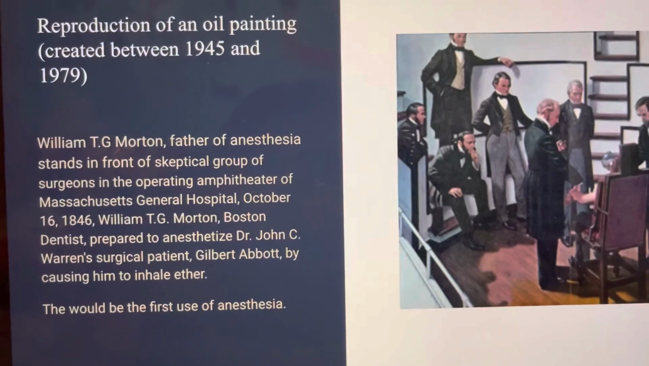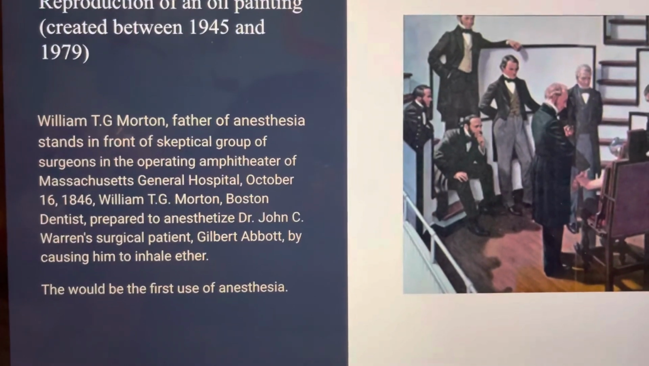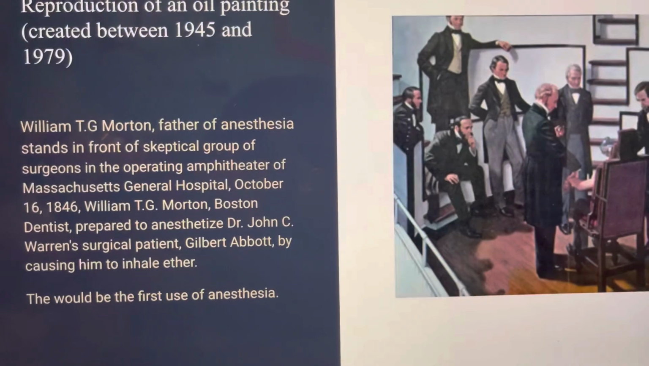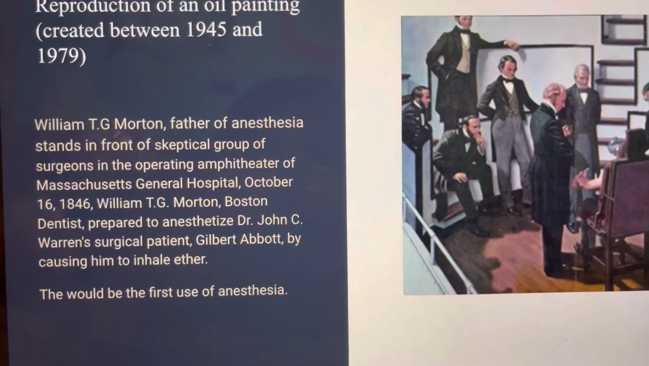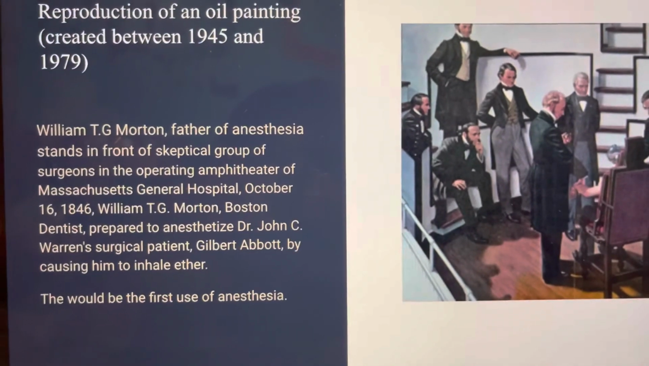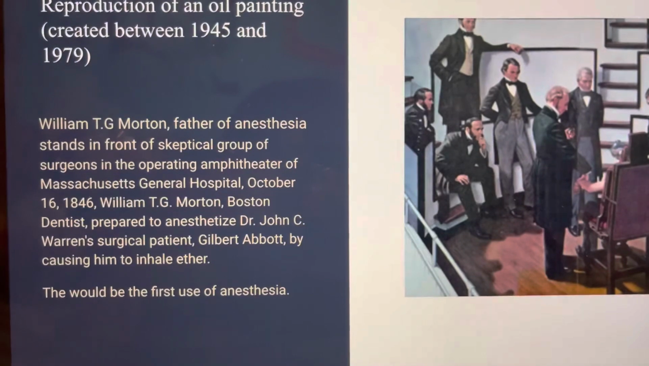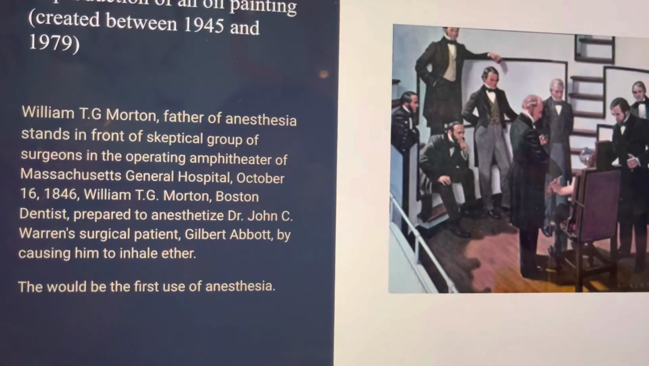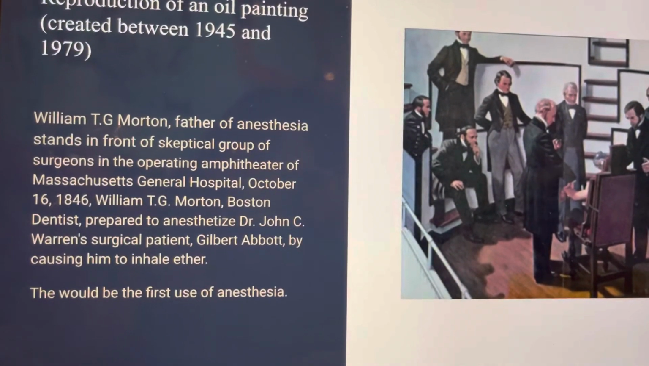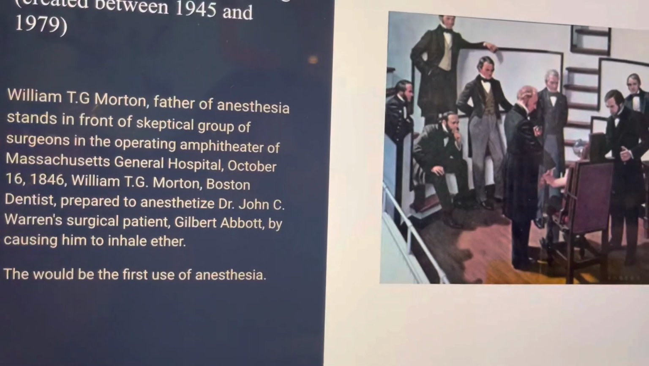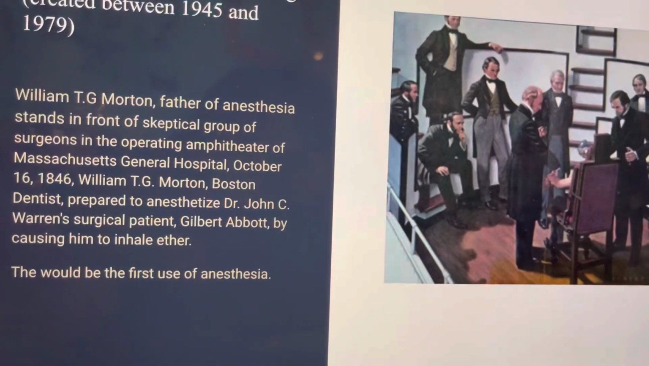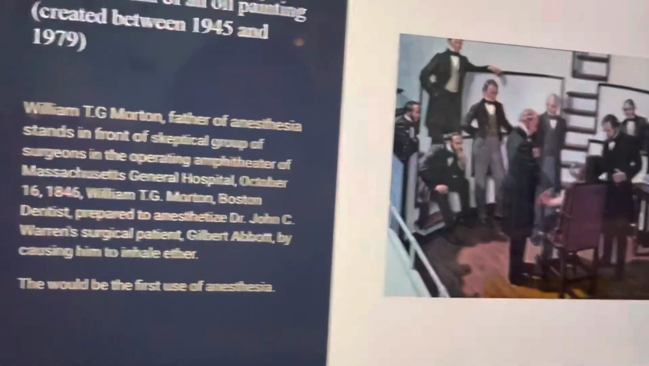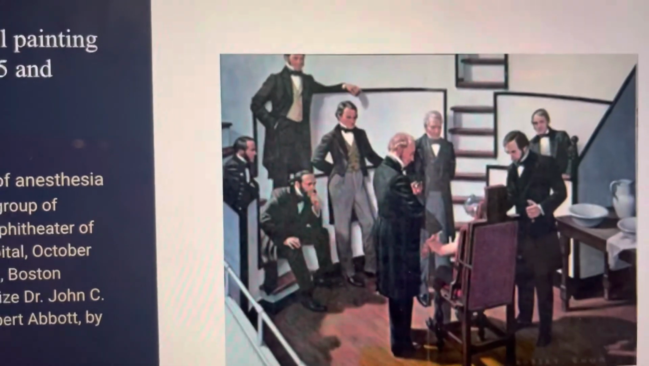An important date to remember is October 16th, 1846, which is when William Morton, who was a Boston dentist at the time, prepared to use anesthesia for the first time with Dr. John C. Warren's surgical patient. So it wasn't Morton's own patient, it was Warren's patient, Gilbert Abbott, and he got him to do so. This was first done by causing him to inhale a chemical, ether. This would be known as the first use of anesthesia. So I just want to get in on the image. It's a very detailed oil painting.